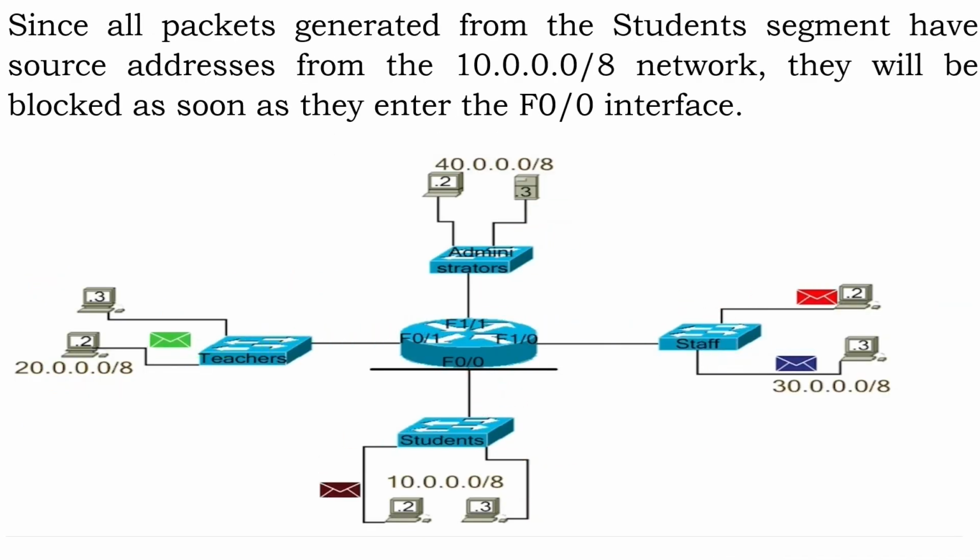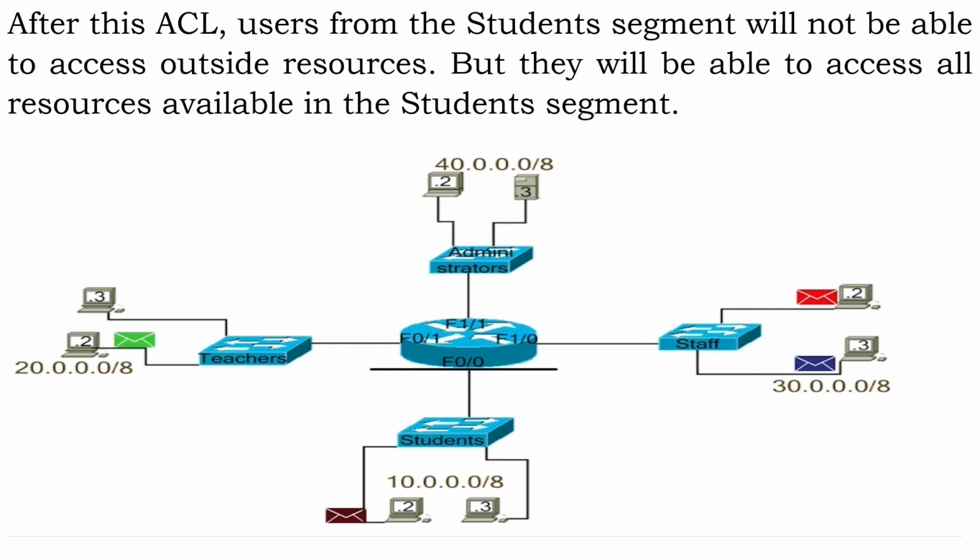Since all packets generated from the student's segment have source addresses from the 10.0.0.0/8 network, they will be blocked as soon as they enter the F0/0 interface. After this ACL, users from the student segment will not be able to access outside resources. But they will be able to access all resources available in the student segment.